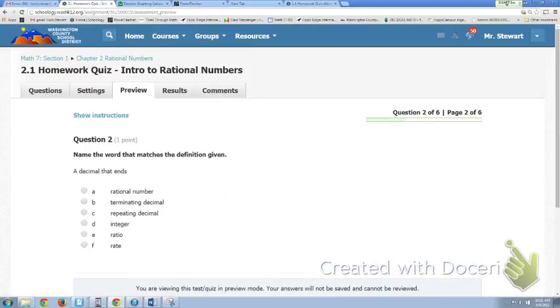Okay, question 2, again, another definition question. So this is more just recalling what you learned when we taught this in class. You may probably want to refer to your notes, but it says match the word, a decimal that ends. A decimal that ends. Okay, so that's different than a decimal that's repeating. This is now called a decimal that ends.